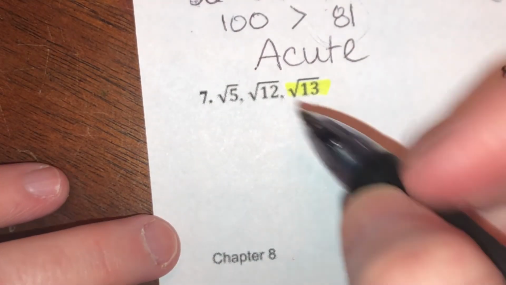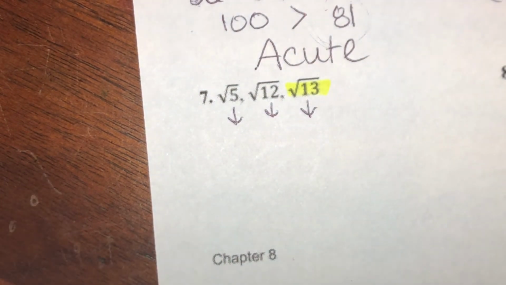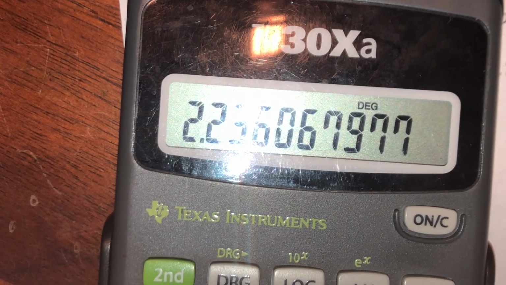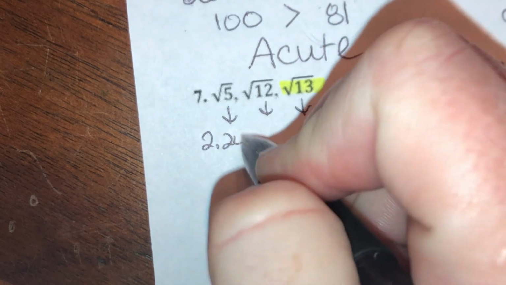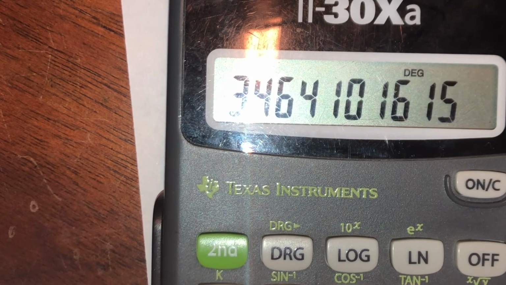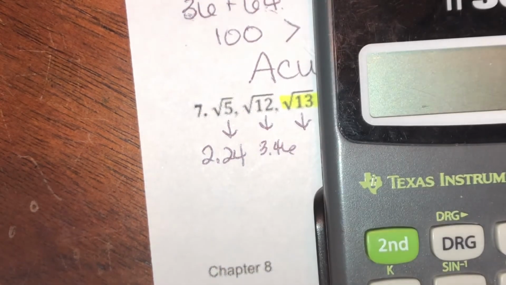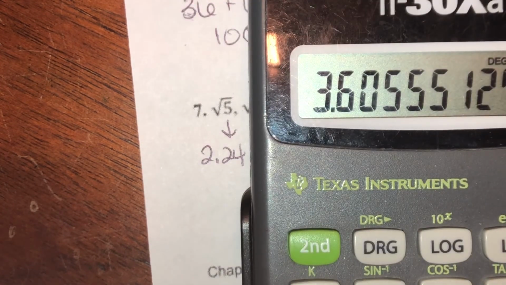Well, let's go ahead and change them to decimals, and we can just make sure that they can all be sides of a triangle. Let me find my calculator. All right, square root of 5 is 2.24. Square root of 12 is 3.46. And square root of 13 is 3.61 about.